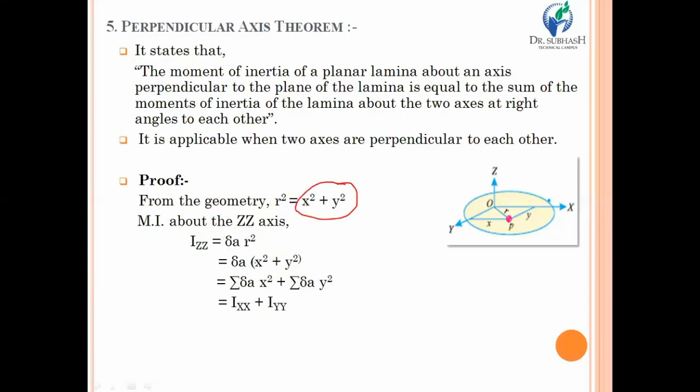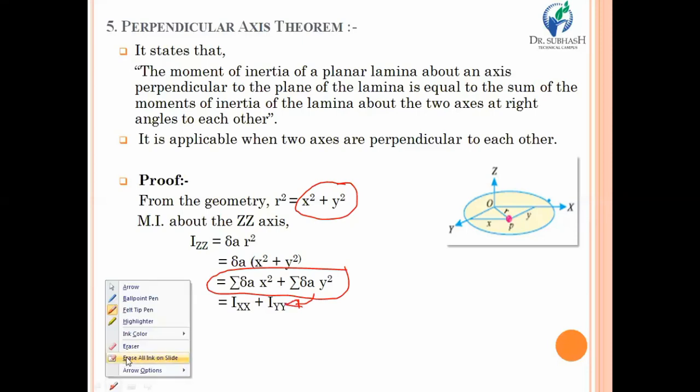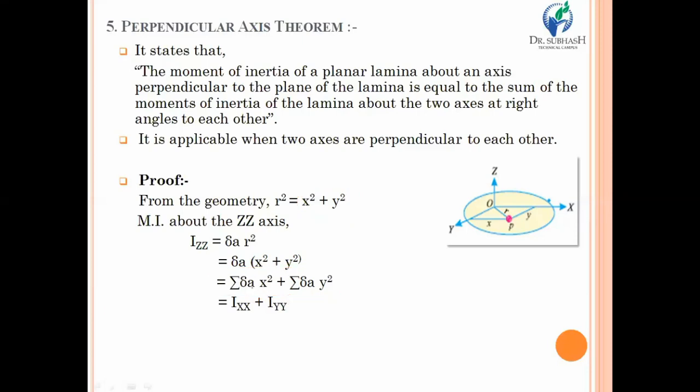By putting the value of r squared equal to x squared plus y squared and separating out, you will have delta A x squared plus delta A y squared. Delta A x squared represents the moment of inertia about the x-axis, whereas delta A y squared represents the moment of inertia about the y-axis. So ultimately, both terms will be replaced by Ixx and Iyy. So ultimately, we can say that Izz is equal to Ixx plus Iyy.